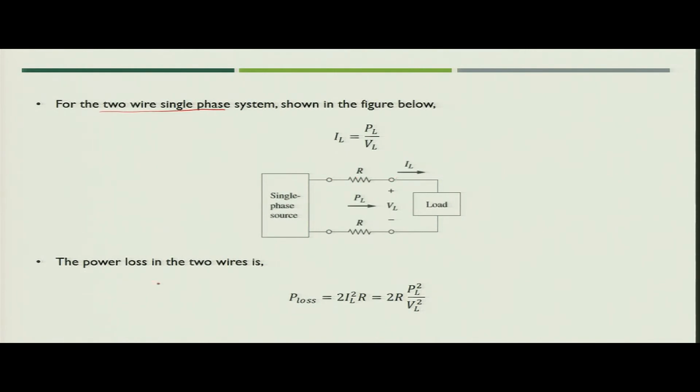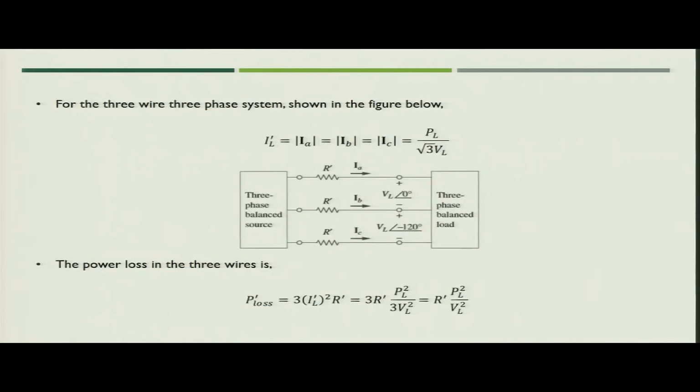R is the resistance of the transmission wire. So, the power loss in the 2 wires, because we are having 2 wires for creating the single phase circuit, will be 2 times IL square into R. We can replace the value of current IL, so IL square will be PL square by VL square, into 2R, which will give you the power loss in the single phase system.